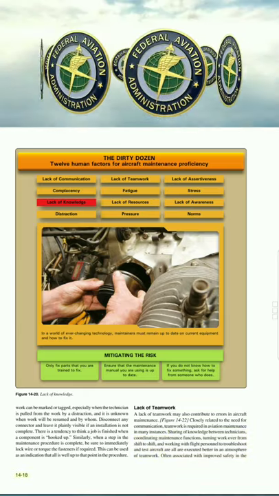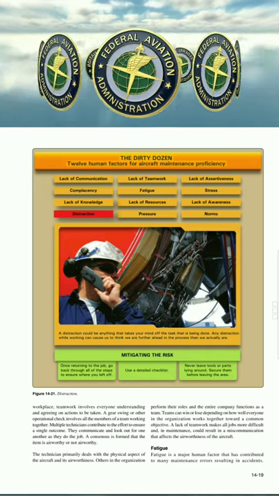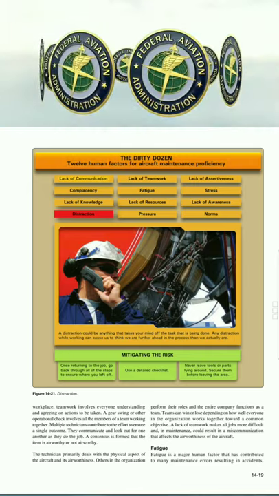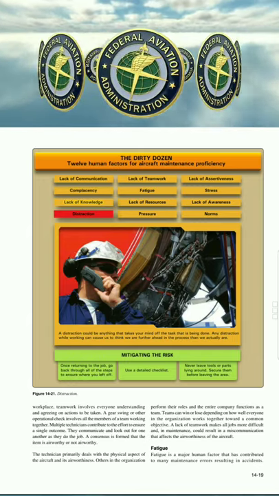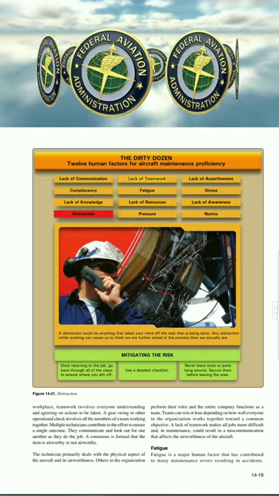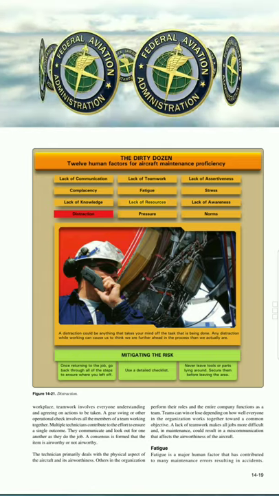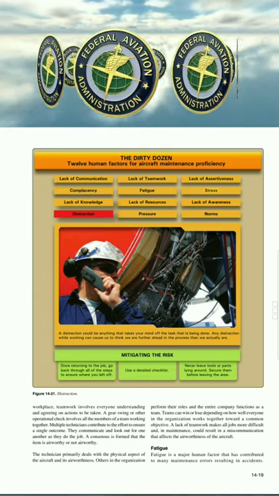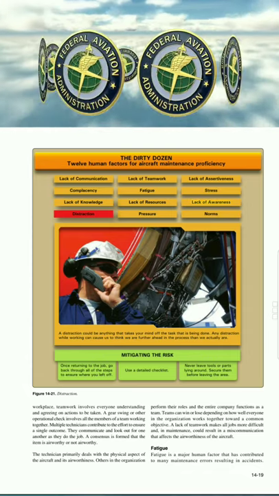Figure 14-18. The Dirty Dozen: 12 Human Factors for Aircraft Maintenance Proficiency. Lack of communication. Complacency. Lack of knowledge. Distraction. Lack of teamwork. Fatigue. Lack of resources. Pressure. Lack of assertiveness. Stress. Lack of awareness. Norms.